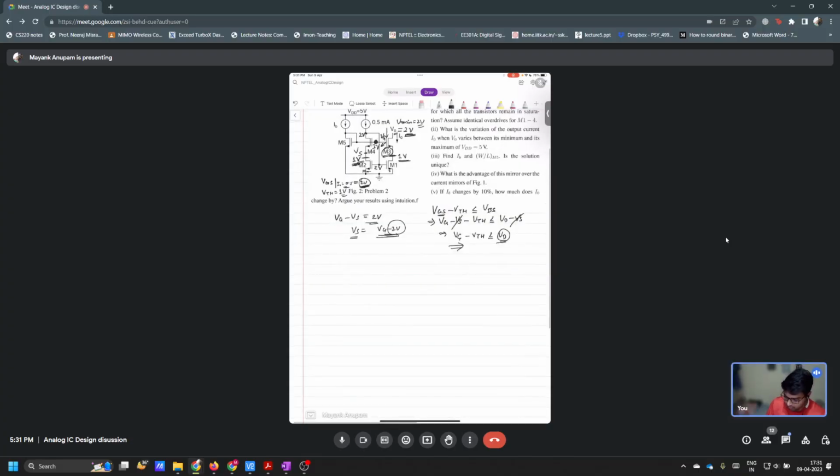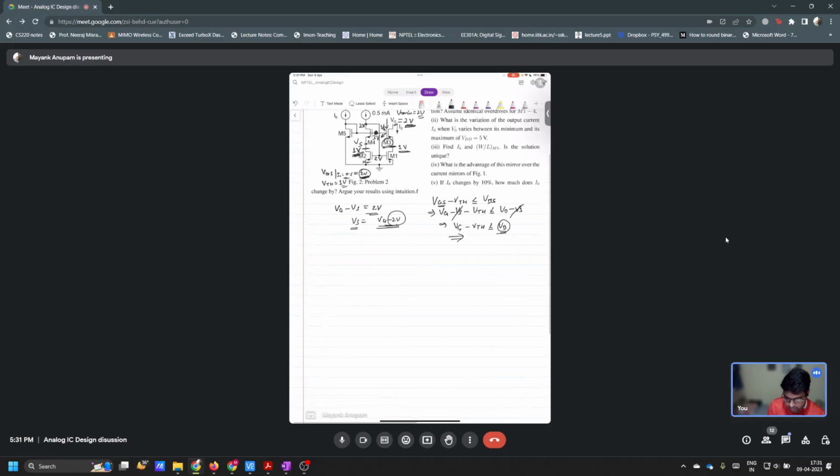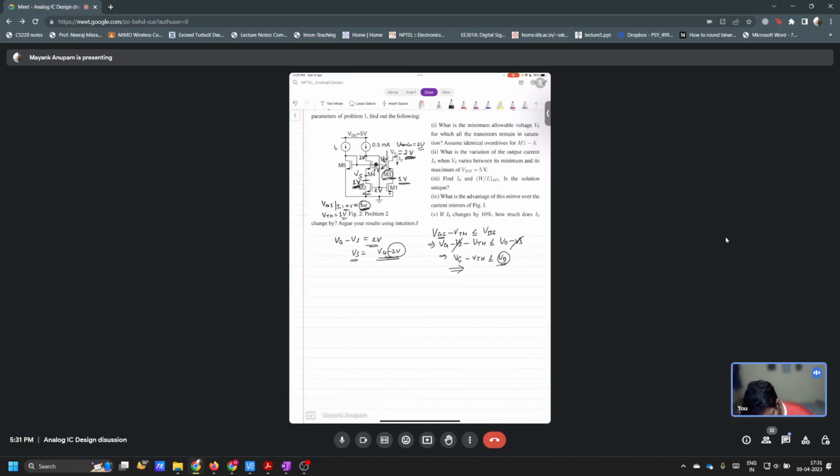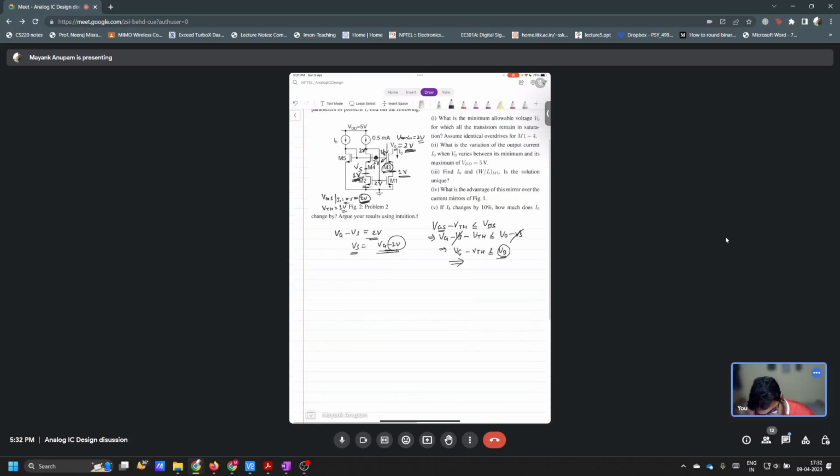Now tell me something. This analysis we did, but there was a catch here. I mean, there's a constraint here. Can anyone point out this constraint? This cascode thing which we did here. Let's remove junk from here.